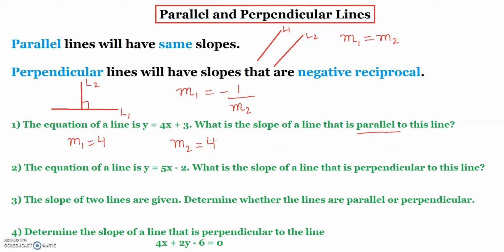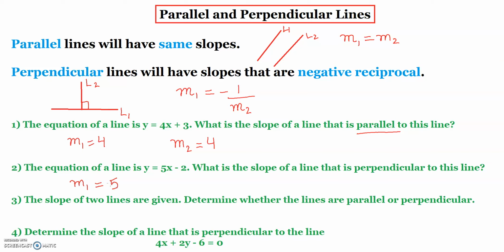Let's just look at the second example. The second example is the equation of a line is y equals 5x minus 2. What is the slope of a line that is perpendicular to this line? Again, we're going to write the slope of the first line, which is given. So the slope of the first line, which is m1, is equal to 5.